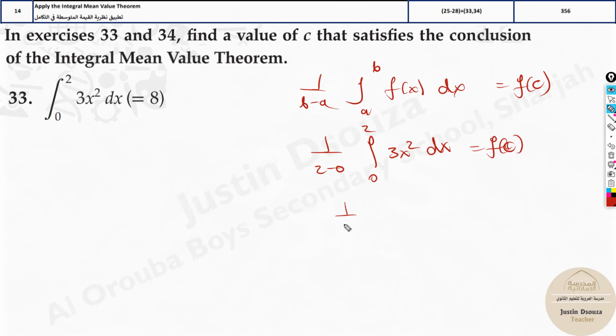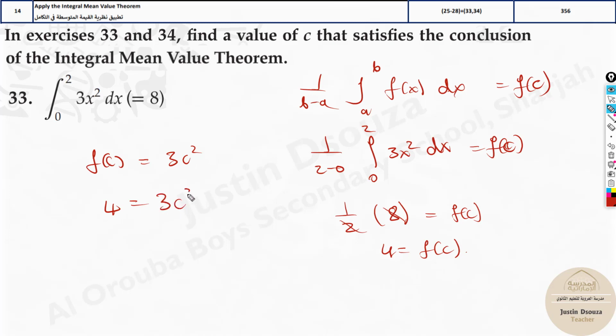Now here it will be half. And what is this part? Integral of 0 to 2, 3x squared dx is given equal to 8, right? So this becomes 8 equals f of c. So what is f of c? Cancel this, it will be 4 is equal to f of c. Now we got the function of c equals 4. So now a c value that satisfies the integral mean value theorem would be f of c. That means instead of x, just put c over here. That's the thing. Now what we know, f of c is 4.